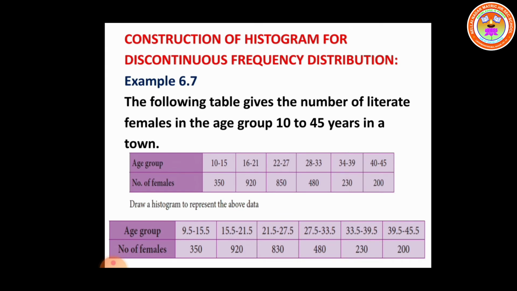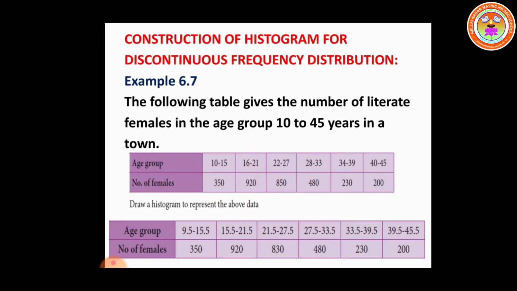Construction of histogram for discontinuous frequency distribution. Example 6.7. The following table gives the number of literate females in the age group 10 to 45 years in a town. See the given table, age group and number of females they have given. 10 to 15. Next one 16 to 21. Not started from 15. So this is discontinuous. So we have to make it a continuous frequency distribution. Then we can draw the histogram.